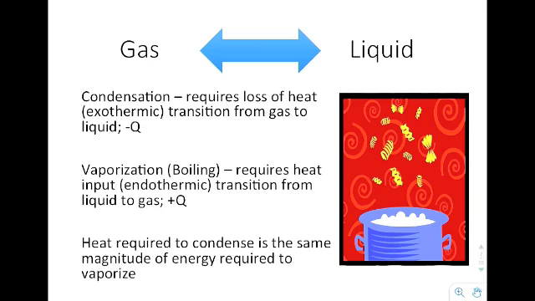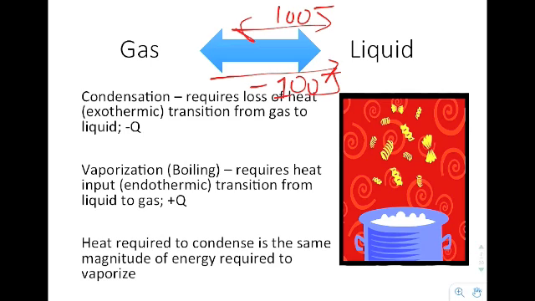Once again, the energy required to go from one to the other are just opposites of one another. So for example, if it takes 100 joules to go from a liquid to a gas, then if I take 100 joules away, I'll go back from a gas to a liquid.